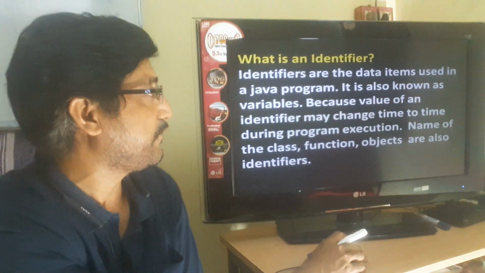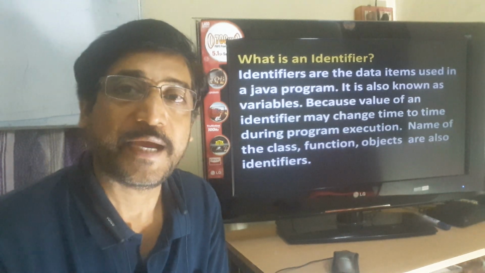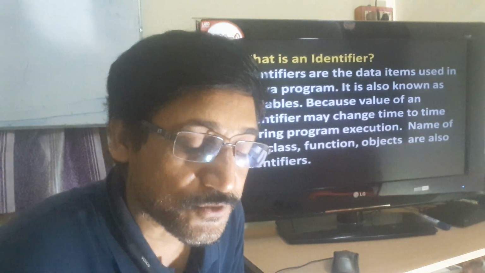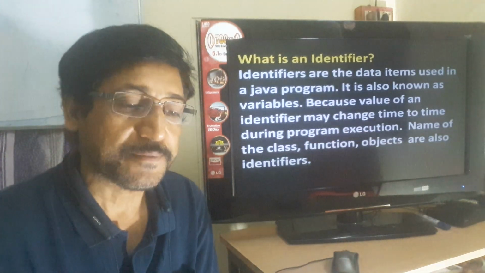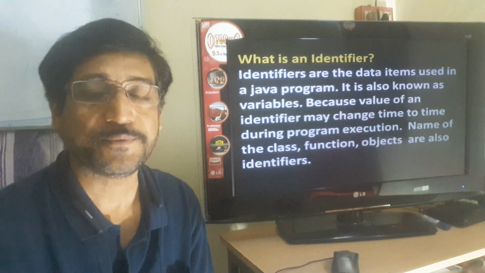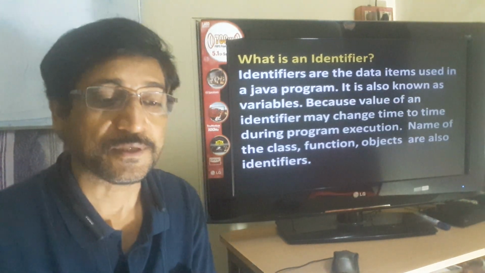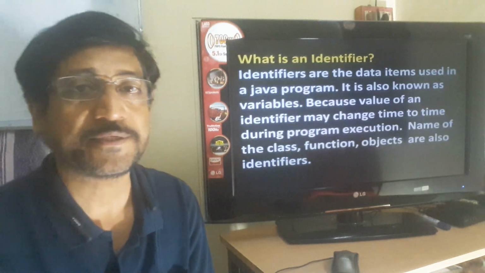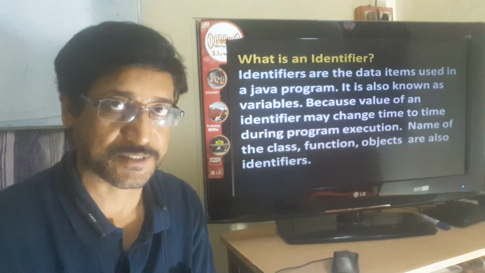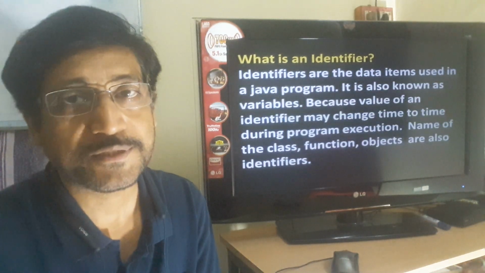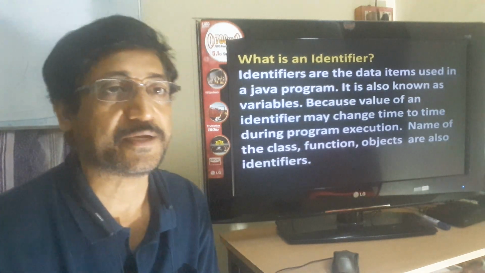So, what is an identifier? Identifiers are also known as variables, because the value of the variables changes from time to time during program execution. In Java, data items can be represented in 2 different ways: one in the form of a variable and the other in the form of a constant. Variables are known as identifiers. It is also known as the name of the memory location where some data items are stored.